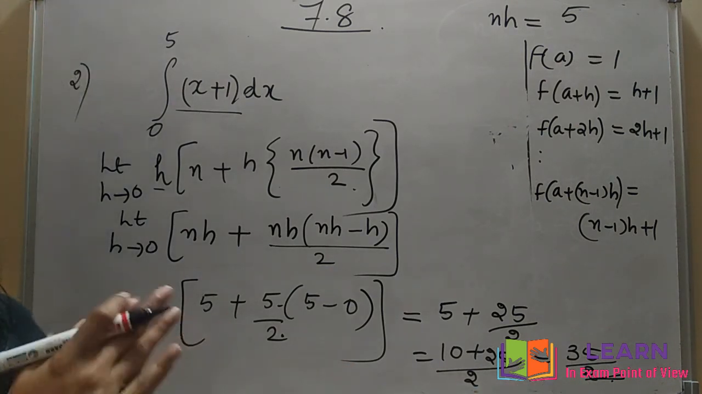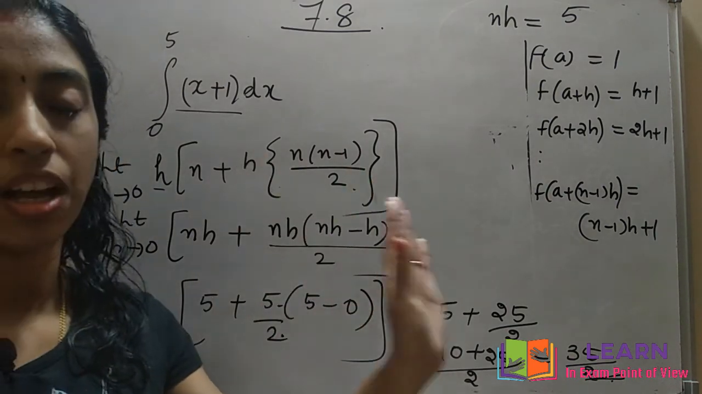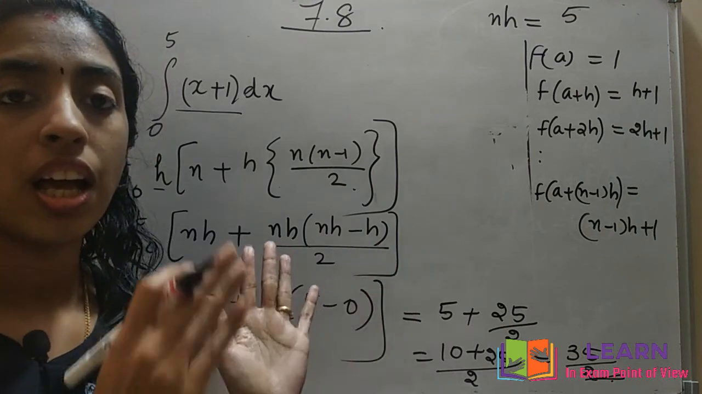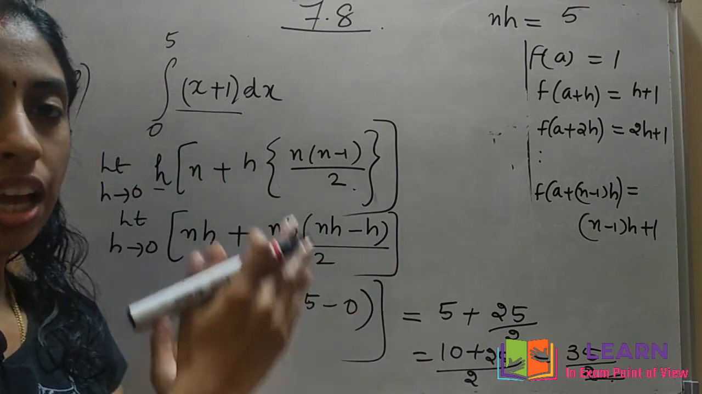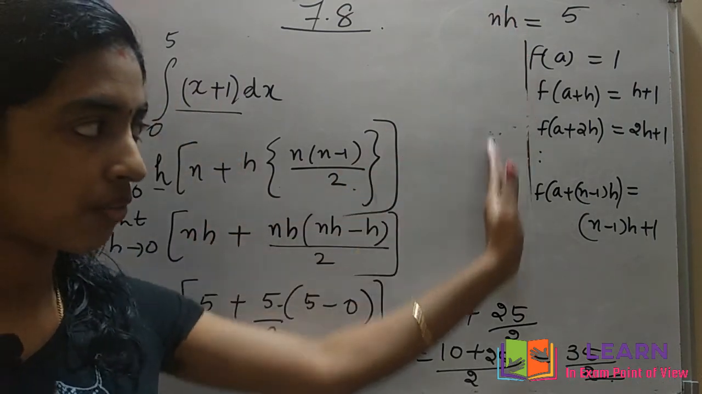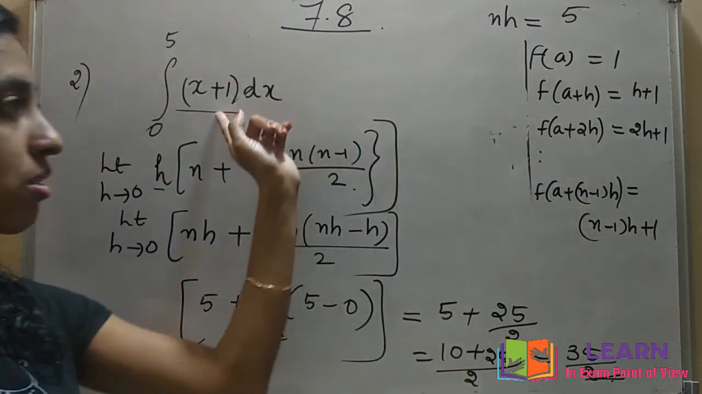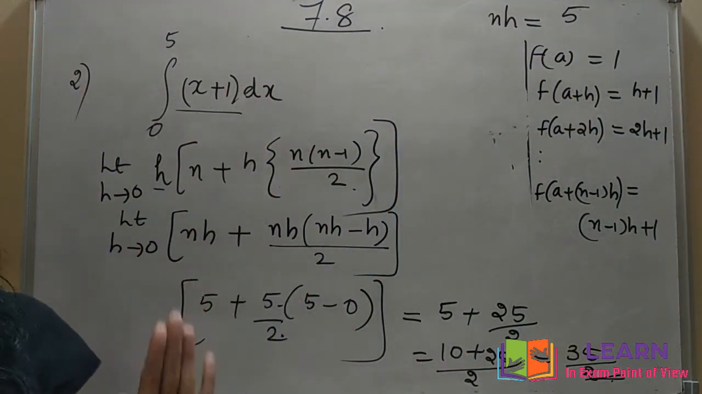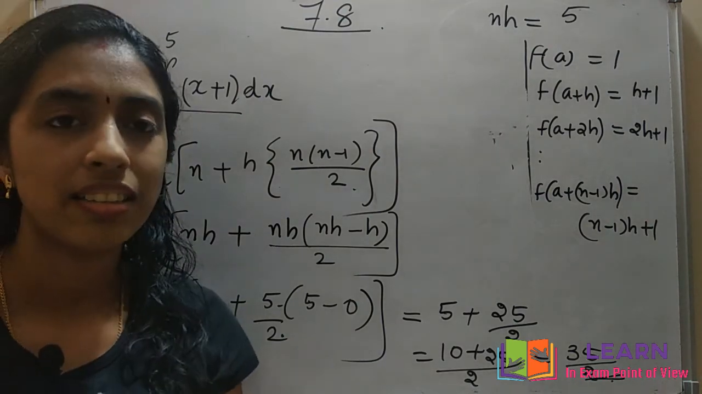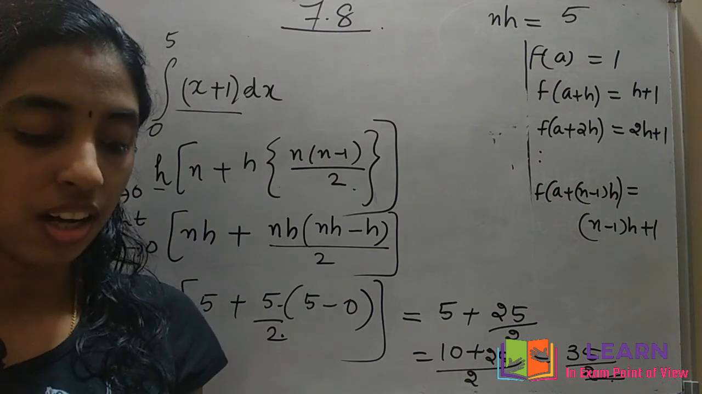Clear? That summation formula you have to keep in mind. Then the basic formula: limit h tends to 0, h into f of a plus h, f of a plus 2h, and so on. According to f of x, derive each of these term values according to the question. Then nh you have to take, then substitute in the formula. Clear, I think. So this is the sum as a limit integration.